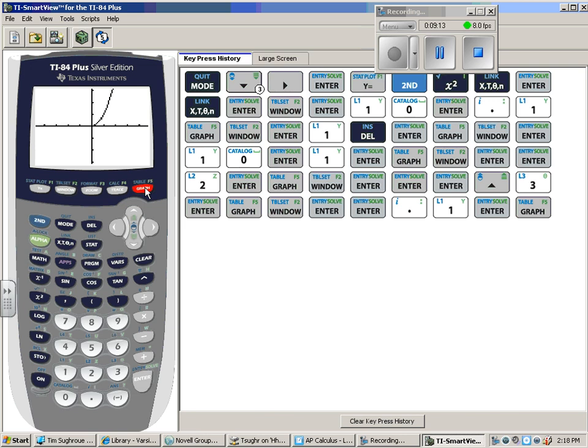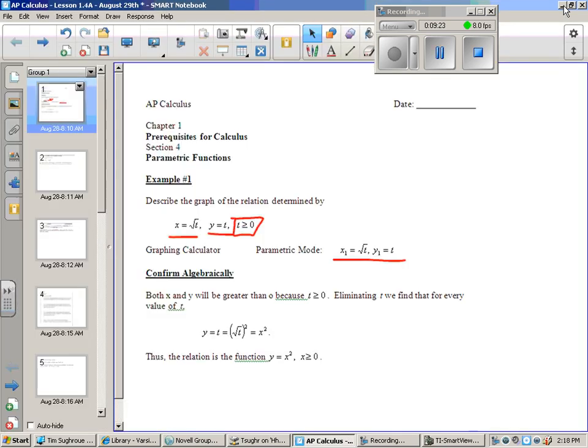So you need to know how to type them in. Now let's go back and confirm algebraically to see, is this really half of a parabola? If we come back, it's already typed up for you because I had it typed up in the notes. And it simply says, if we want to verify algebraically, it's pretty easy.